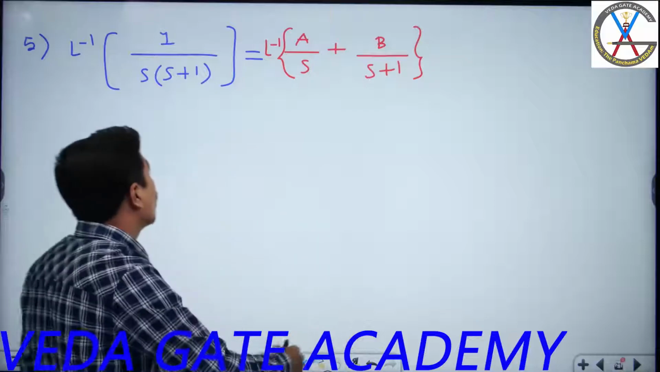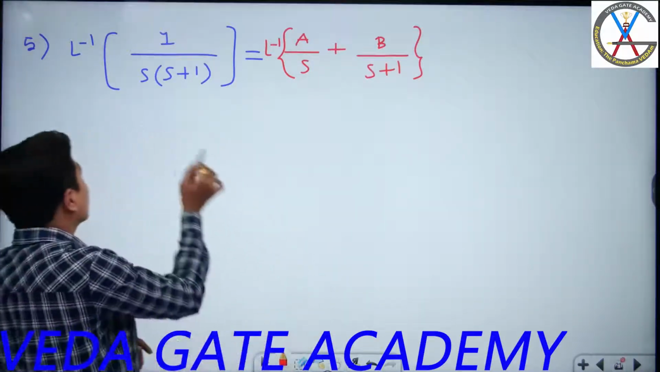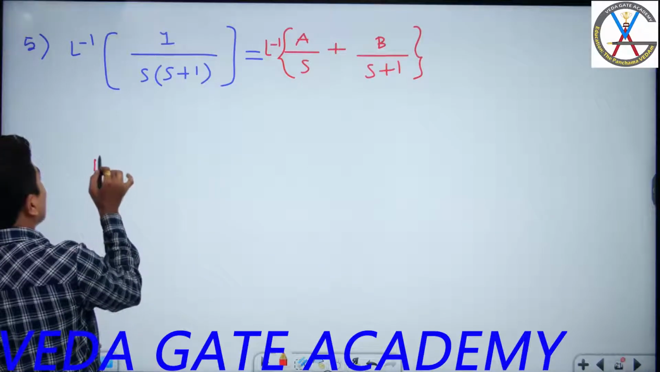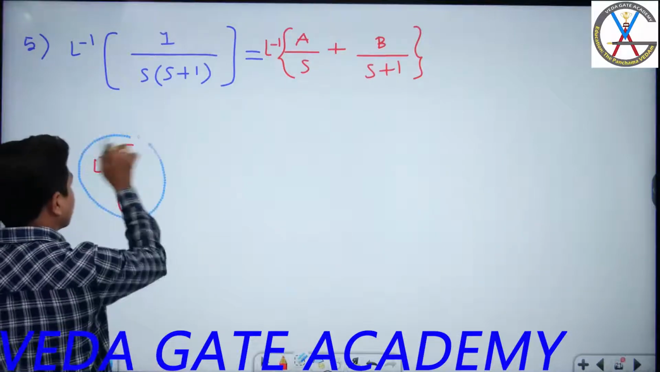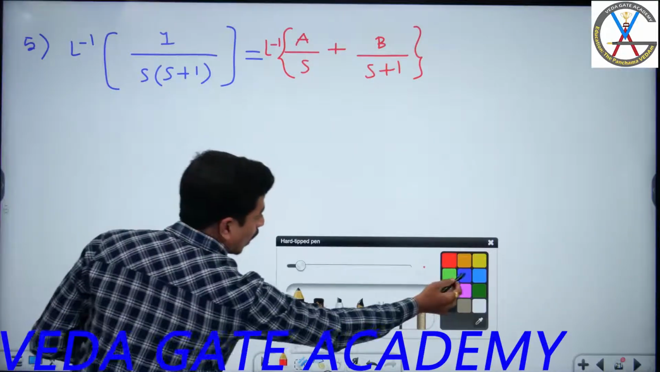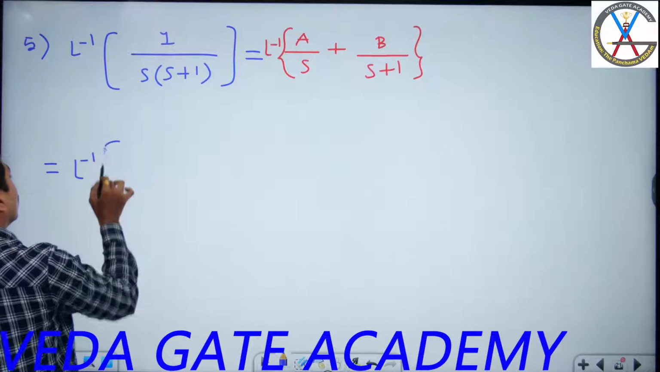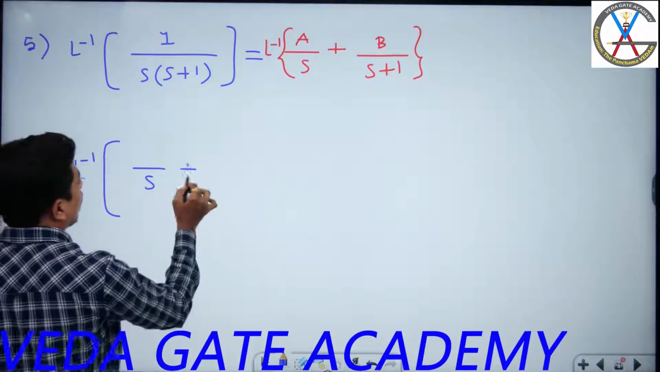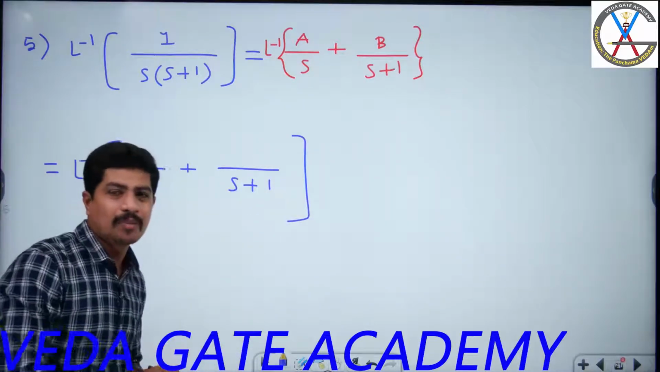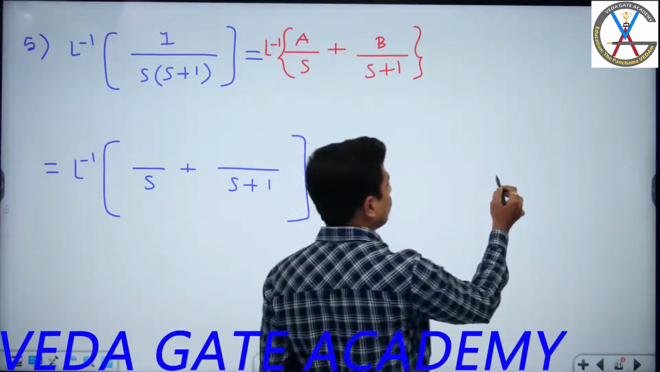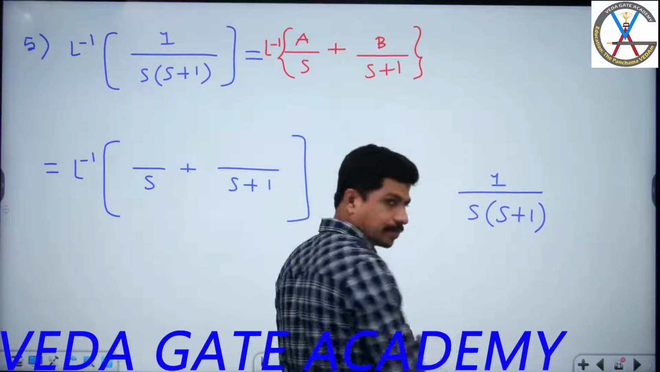What is my method? The general method, everyone knows. I'm not going to do that. Partial fractions, right? We have to find partial fractions. I'm giving you a new method. Write L inverse of, write S here, write S plus 1. Do not put A and B. Write your function here: 1 by S into (S plus 1) is the function.